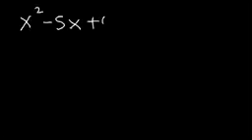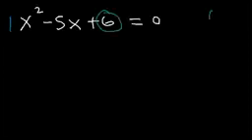Now, let's say we have a trinomial. x squared minus 5x plus 6 is equal to 0. How can we factor this expression to solve for x? So notice that the leading coefficient is 1. What you need to do is find two numbers that multiply to 6, but that add to the middle term, negative 5. So 1 and 6 won't work.